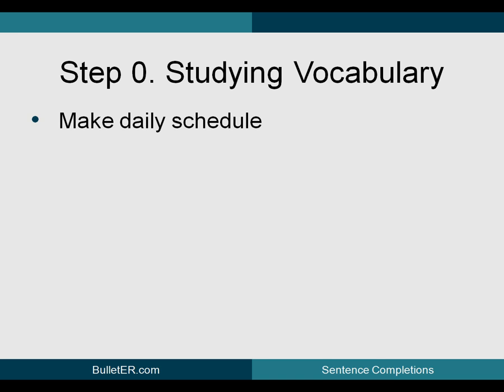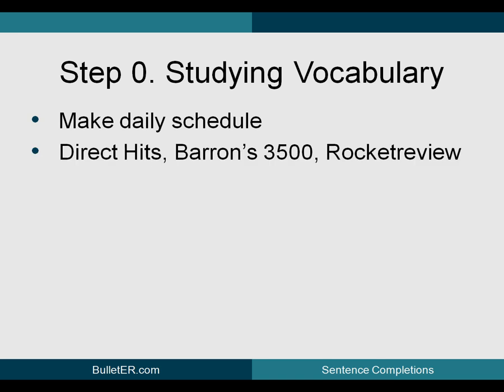A lot of people wonder which word list or book they should use. There are 3 standard recommendations depending on your own situation. The Direct Hits book has the best rate of words showing up on the SAT. But for those who have months to study, Barron's How to Prepare for the SAT book has 3,500 words, which would cover pretty much everything you could possibly see on the SAT. For those on a budget, Rocket Review provides their vocab list for free, and you can find that link on bulleter.com.